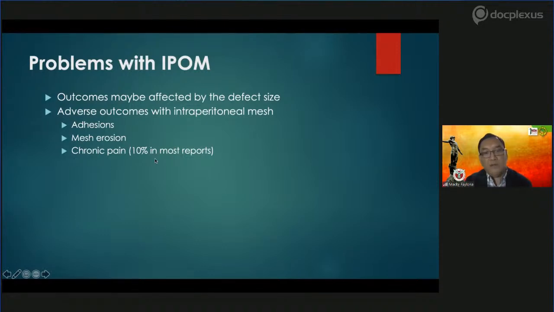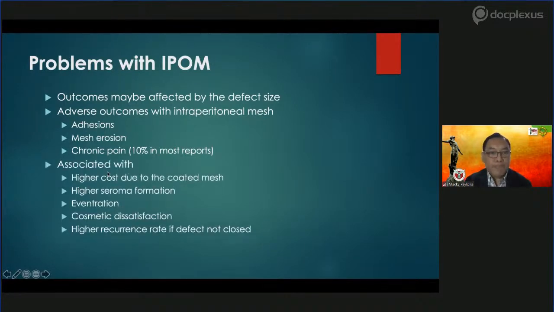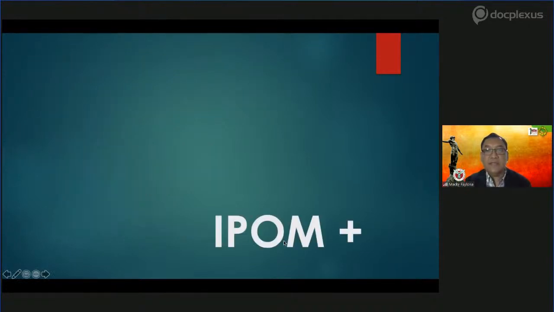and it is associated with chronic pain at about 10% in most reports, and this is mostly due to the transfixing suture that you put. It's also associated, of course, with a higher cost due to the coated mesh that you're going to use, and higher seroma formation. Of course, the bigger the hernia, you might have a chance of eventration, and this will bring about cosmetic dissatisfaction to the patient, and there's a higher recurrence if the defect is not closed.